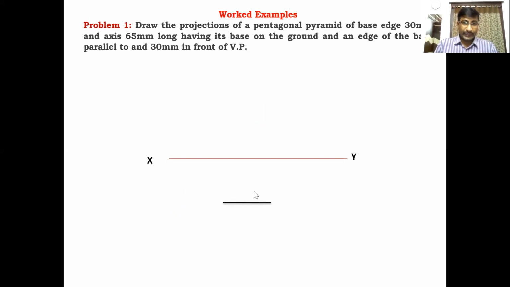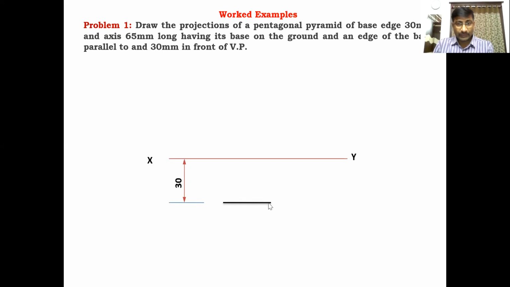One of the base edges is parallel to the XY line and below XY, because in front of the VP is below XY, its top view is below XY. It is parallel to the XY line at a distance of 30 mm. Draw a horizontal dark line at a distance of 30 mm from XY. This is the distance of the line.